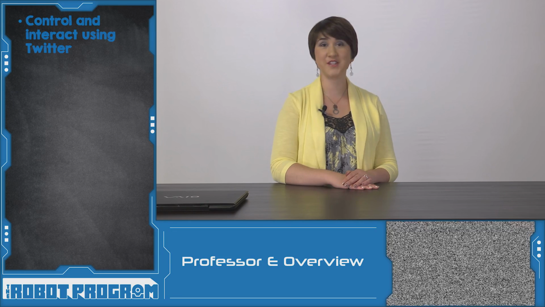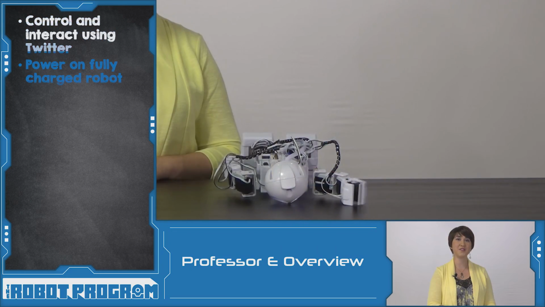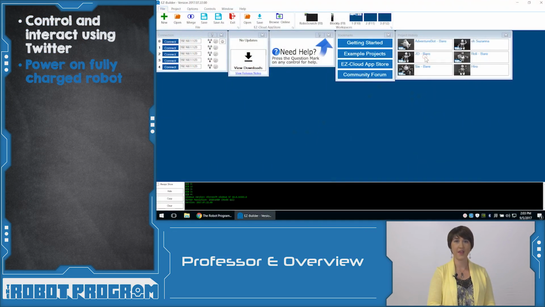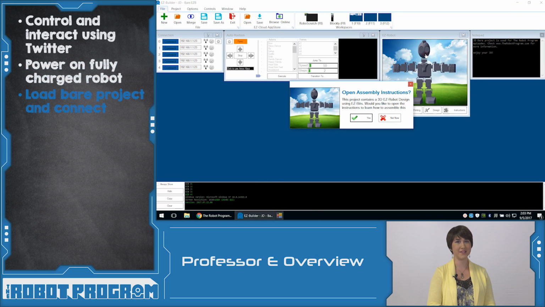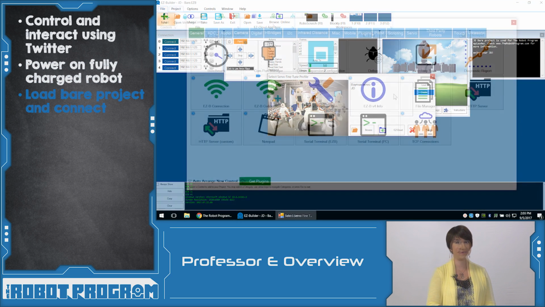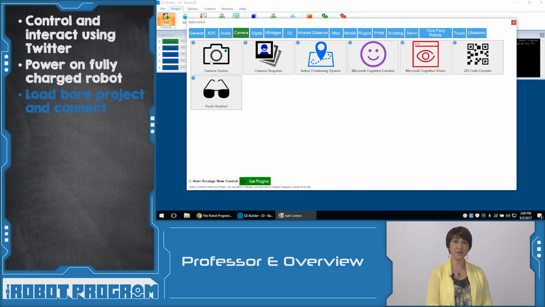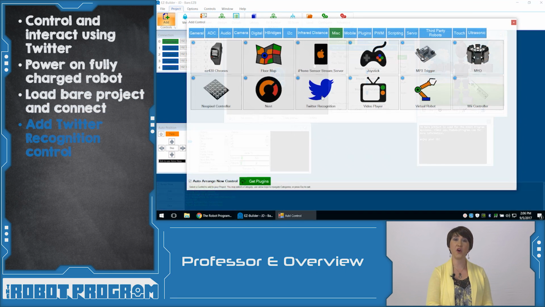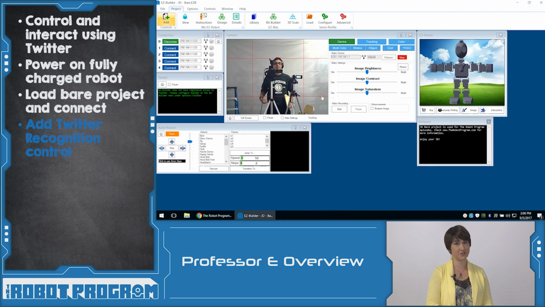In this episode, we showed you how you can use Twitter commands to control your robot. As always, start with a fully charged robot. Connect to the Bear project for your robot. You can use any of the Revolution robots, but in this example, we use JD. Add any controls that you're going to use, such as the camera control, and also add the Twitter recognition control.